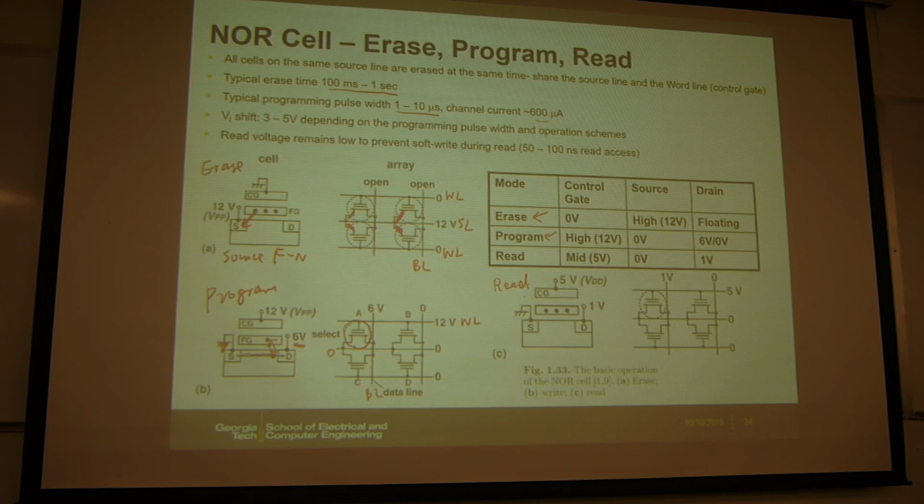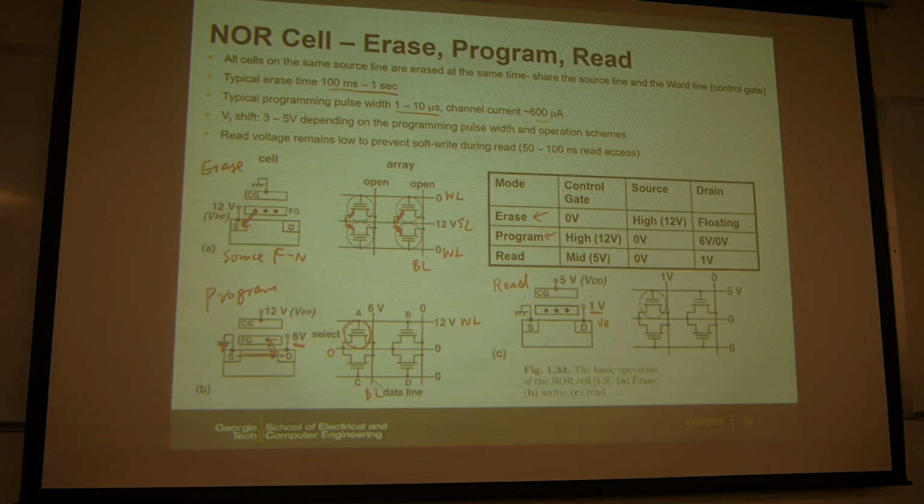So if you want to read, then what do you do here? Any idea? So for the read, on the drain, you need to apply some small voltage, like 1 volt, because in this case you don't want to program. Previously, when you program, you apply 5 volts or 6 volts. Now, if you want to just read, then you apply some small voltage, like 1 volt in this case.